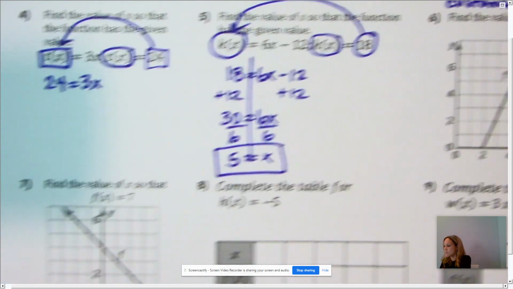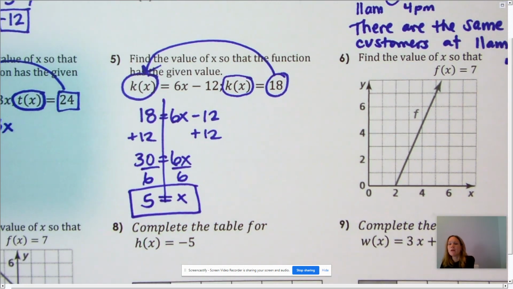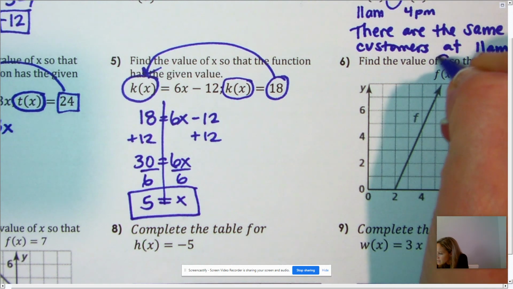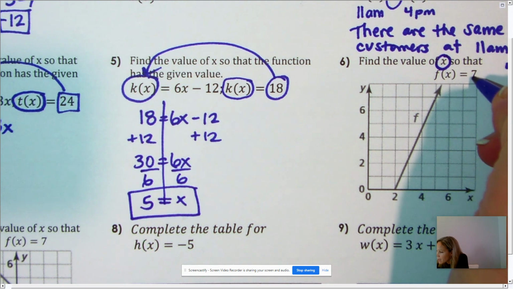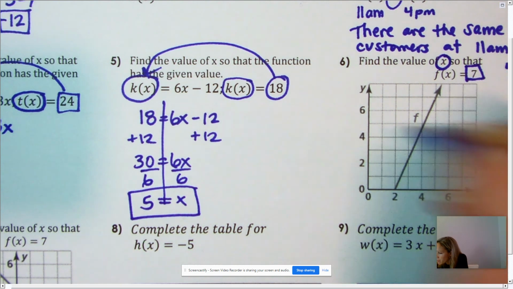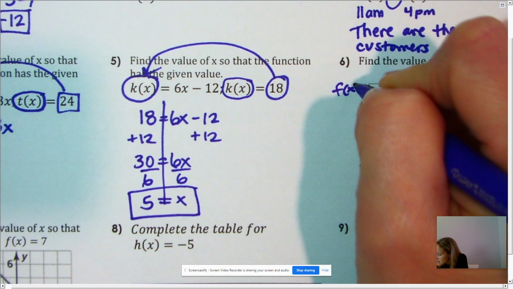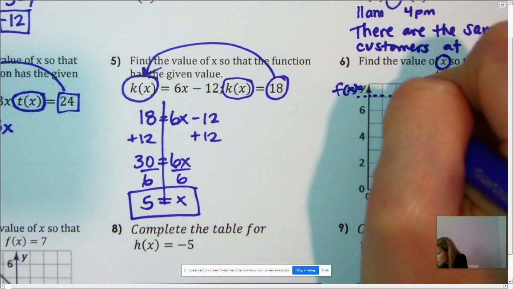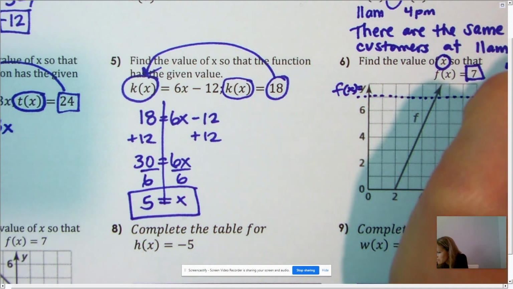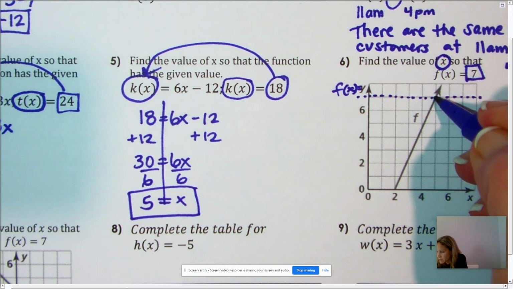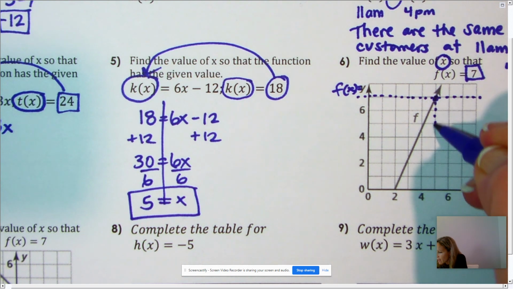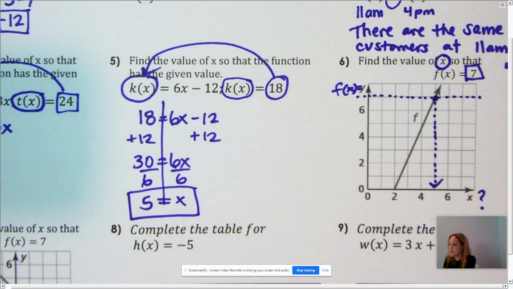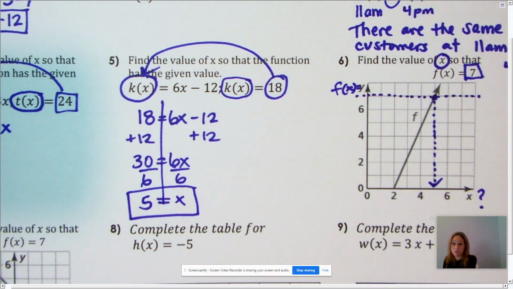Okay, question number 6, you guys are going to try on your own, but it says find the value of x. So we want to know what x is, but we know that the function is equal to 7. Remember, f of x is the same thing as y. So you're going to look for when the function is 7, okay, when the function's 7, what is the value of x? That's what they're asking. What's the value of x when the function is equal to 7?